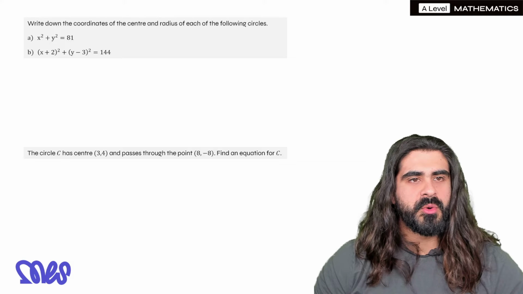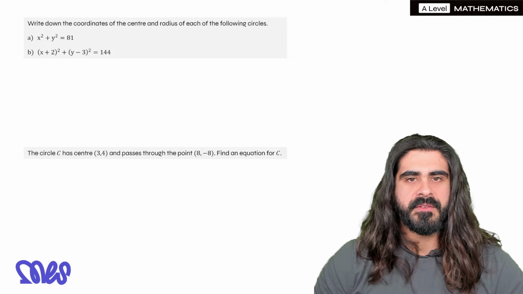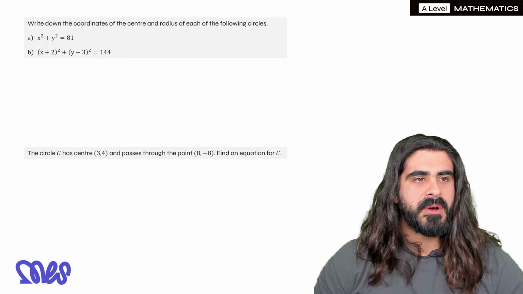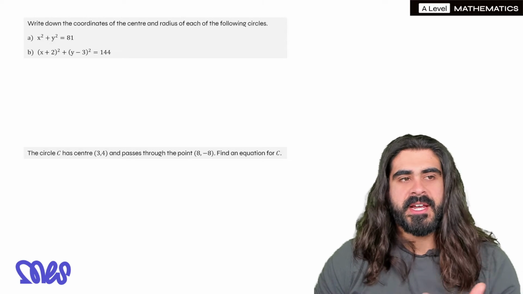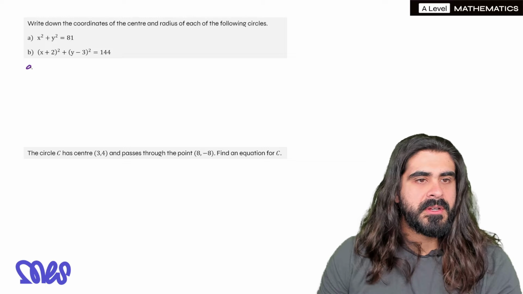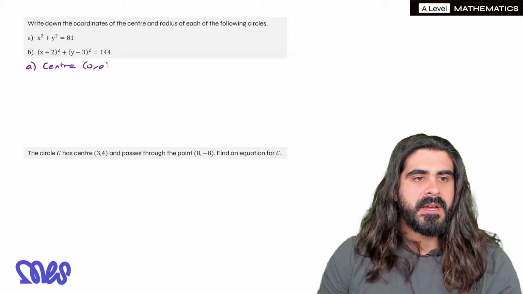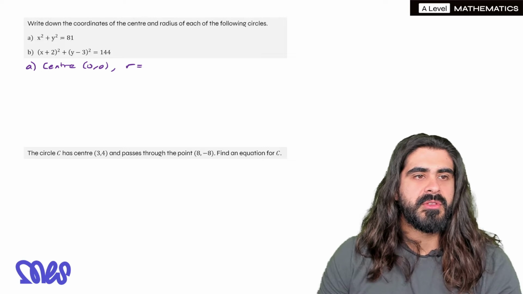Next question, write down the coordinates of the center and radius of each of the following circles. So the first part, x squared plus y squared is 81. So here it's just the standard center being 0, 0. So the center is 0, 0. And the radius is the root of 81, which is 9.